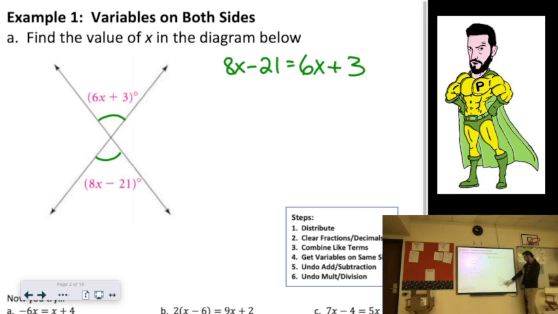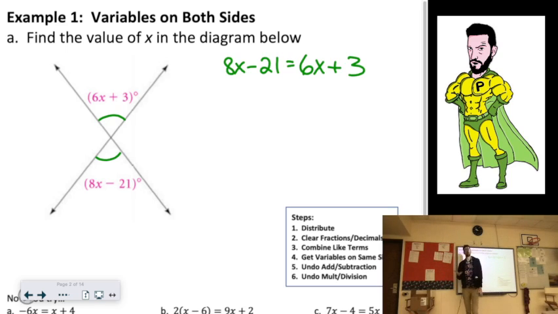So if we're running through our 5 steps, 6, we added the new one in here. Step 4 is to get the variables on the same side. So if we're running through our steps, there's nothing to distribute. There are no fractions or decimals to clear. Combine like terms on the same side. There's nothing to do for steps 1 through 3. So our first new step, step 4, is to get the variables on the same side. You can get rid of either variable. The 6x or the 8x makes no difference at all.